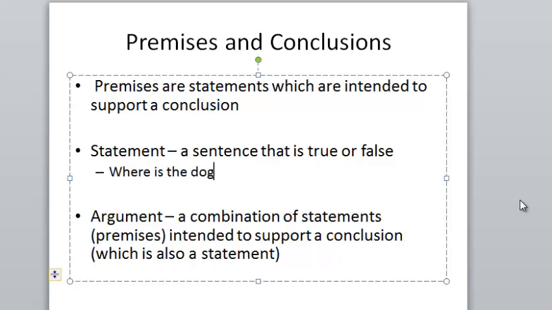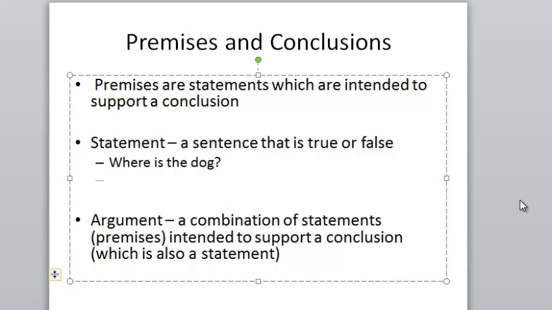where is the dog? Is this in and of itself true or false? Take a minute and think about it. No, it's not, right? Where is the dog? It might be true that the dog is in the room or the dog is not in the room, but where is the dog isn't itself true or false. It's a question. So the same might go with some other sort of sentence like shut the door, right?